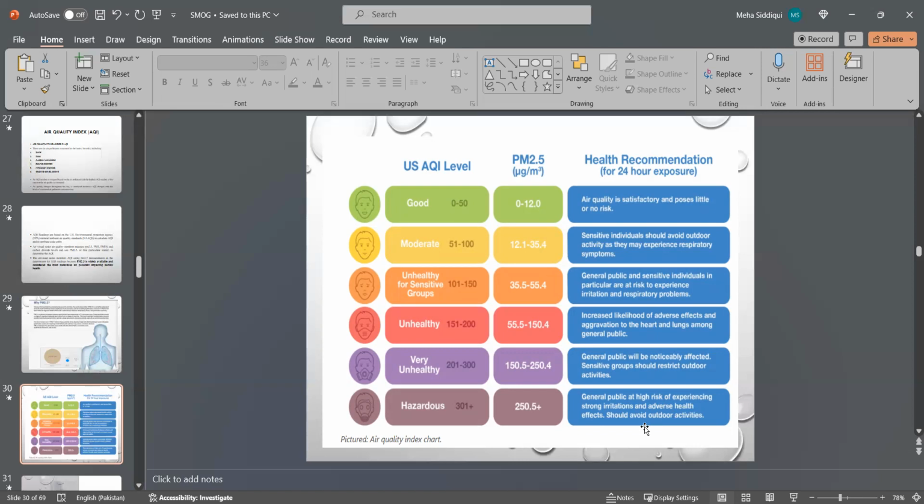The health recommendation is that the general public will be noticeably affected. Sensitive groups should restrict outdoor activities. And at the hazardous level, if the AQI level is more than 300, then the health recommendation is that the general public is at high risk of experiencing strong irritations and adverse health effects and should avoid outdoor activities.